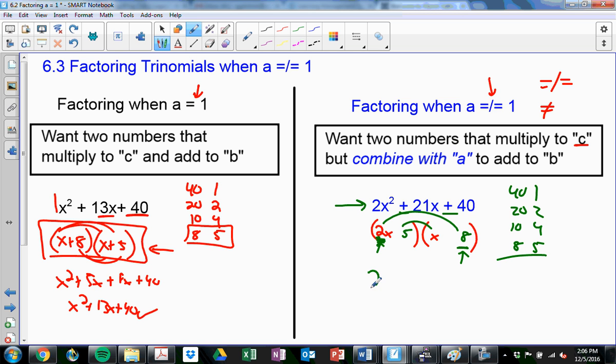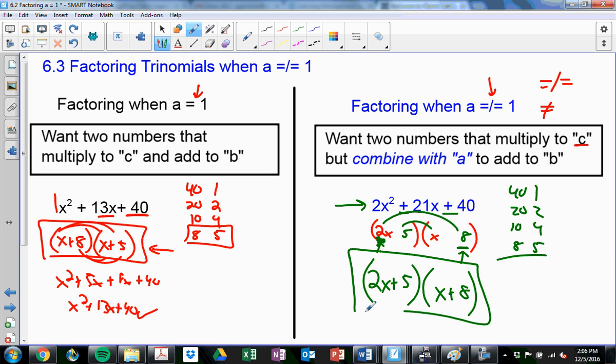So it becomes 2x plus 5 times x plus 8. If I were to FOIL this to check, I'll get 2x squared plus 16x plus 5x plus 40, and those combine to get me my 21x, so it checks.